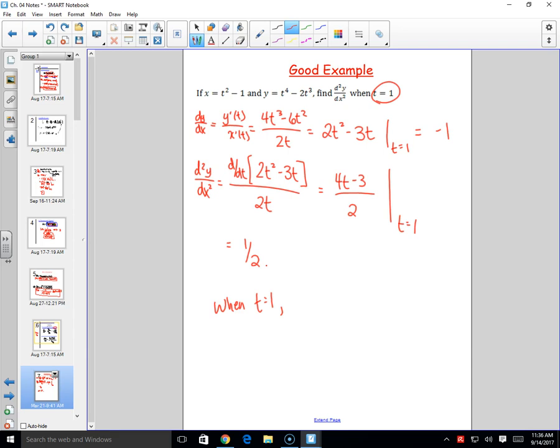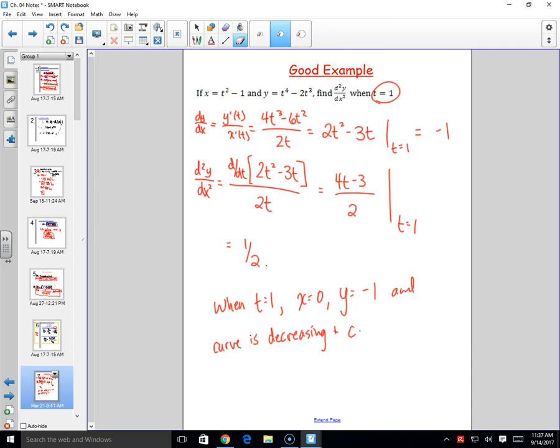Does that make sense? First derivative is negative, second derivative is positive, and more specifically, when t equals 1, x equals 0, y equals negative 1, and the curve is decreasing and concave up. The second derivative is positive.